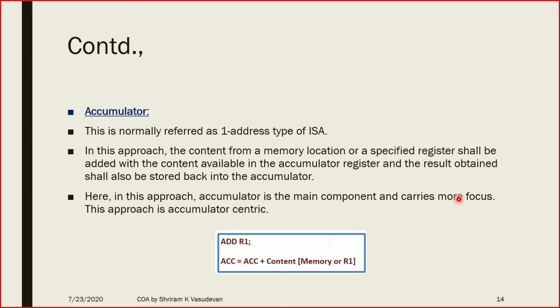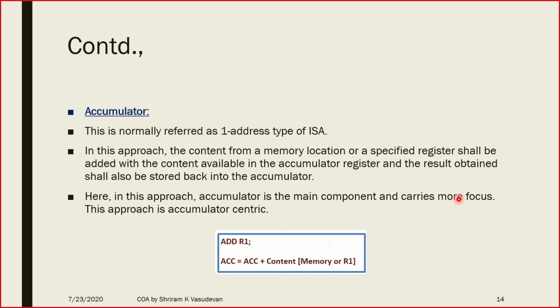So please pay attention. What is accumulator called as? Accumulator is always called as one address type of ISA. What do you mean by that? Very simple. In this approach, the content from the memory location or any register will be added by default with the content in the accumulator register. The moment you call it accumulator mode of ISA, accumulator would be one of the default operands, and one operand can be your memory location or your register, and they get processed with the content inside the accumulator, and the result would be stored back to the accumulator.